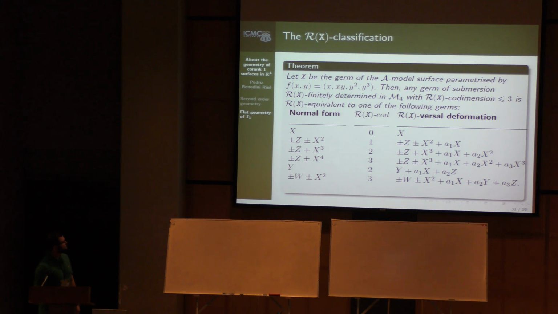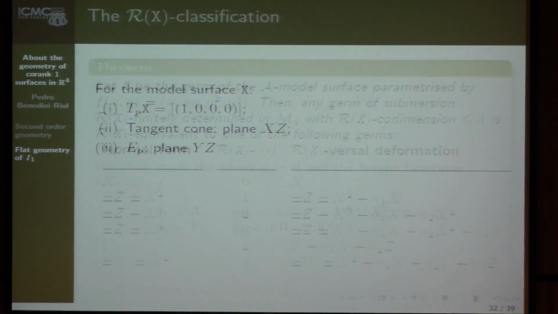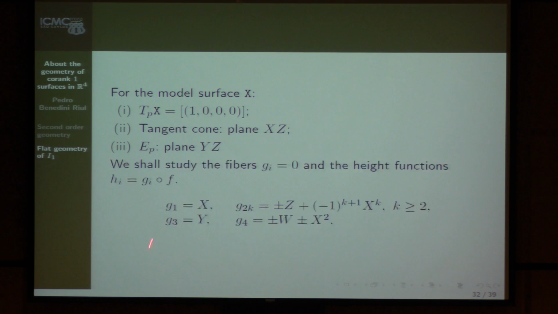Well, now in here, of course, we have the orbits. For our model surface X, we know that the tangent space is given by this vector. The tangent cone is the plane XZ, and the curvature plane is the plane YZ. So as I said, for each orbit g that we got from the last theorem, we will study the fiber g equals 0, and the height function given by this composition, where f is our singularity from the list, the I1 singularity. So let's do it.